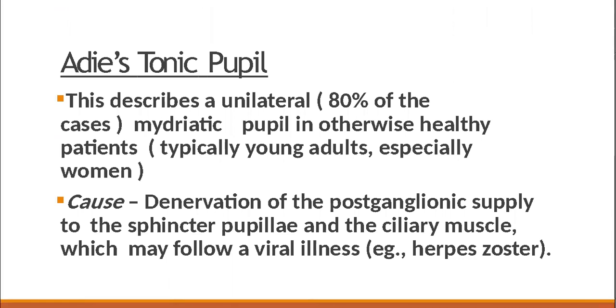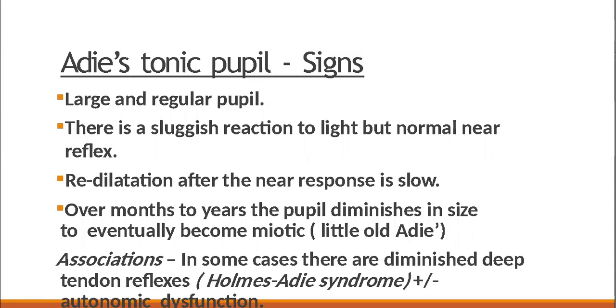So lastly, Adie's tonic pupil is nothing but a unilateral mydriatic pupil in otherwise healthy patients. This is because of the denervation of the postganglionic supply of the sphincter pupillae and ciliary muscle, which may follow a viral illness such as herpes zoster. And how does it look? The affected pupil is large and regular, and there is a sluggish reaction to light, but normal near reflex. And redilatation after the near response is slow. Over months to years, the pupil will diminish in size to become miotic, and there may be diminished deep tendon reflexes. So that is called Holmes-Adie syndrome.